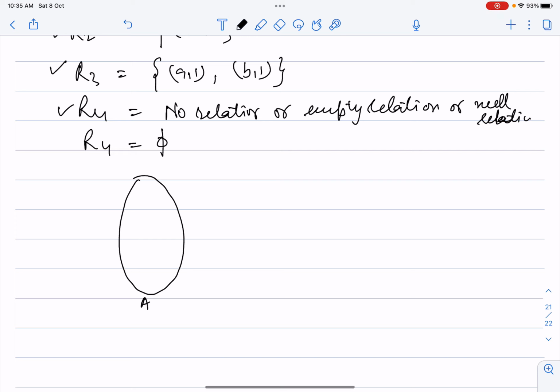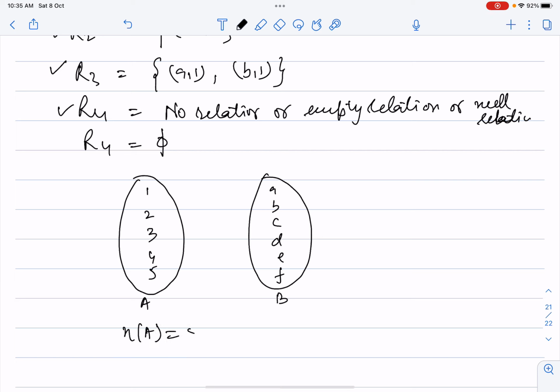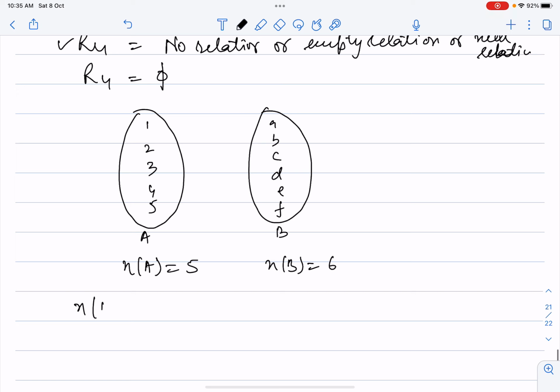Suppose this is A. A consists of 1, 2, 3, 4, 5, and there is B. Suppose it consists of a, b, c, d, e, f, like this. So in A there are 5 elements, in B there are 6 elements. How many ordered pairs will there be? That is 5 into 6, that is 30.